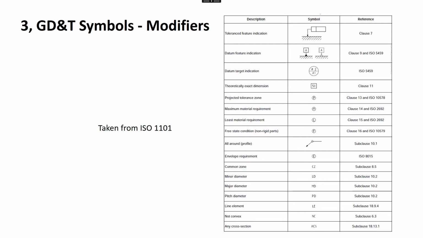One that you might use quite often, or shouldn't use quite often, is the projected tolerance zone, which is the P in the circle, and we'll show how that works a bit later on. Another very common one, maximum material requirement. Least material requirement is not used very often, but it's obviously the opposite of maximum material requirement. And free state condition, the F in the circle, it's not used very often, but if you've got parts that aren't very rigid, you might want to use that symbol.